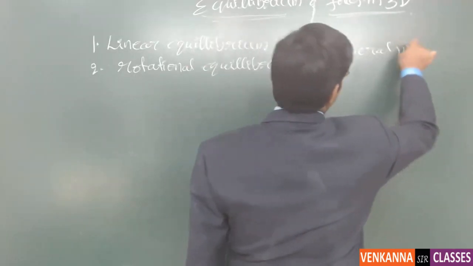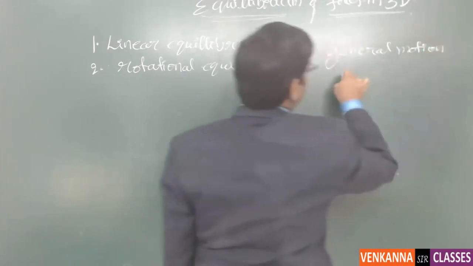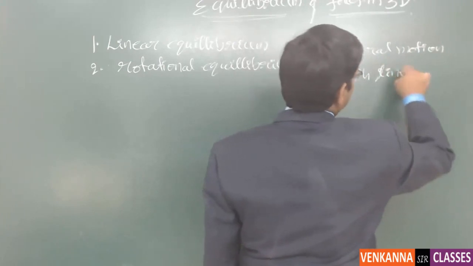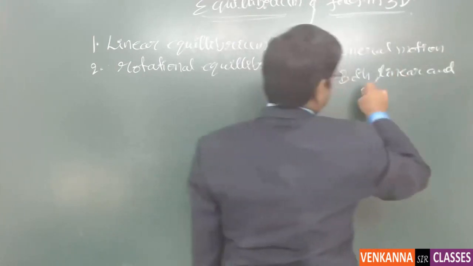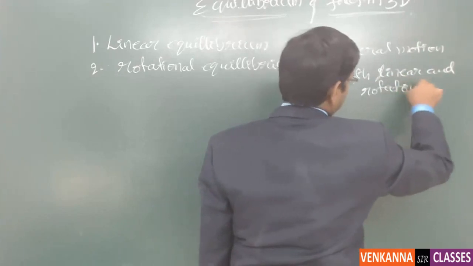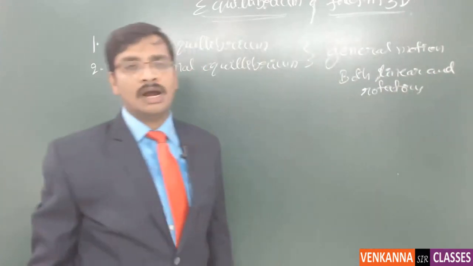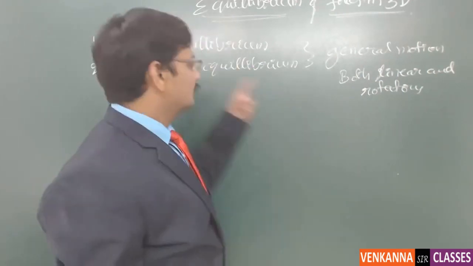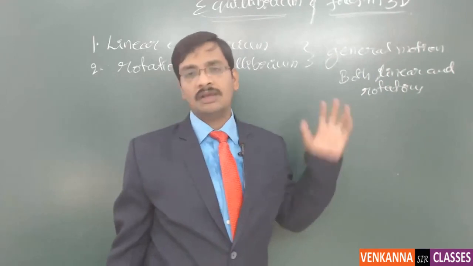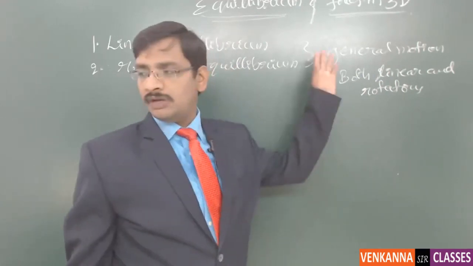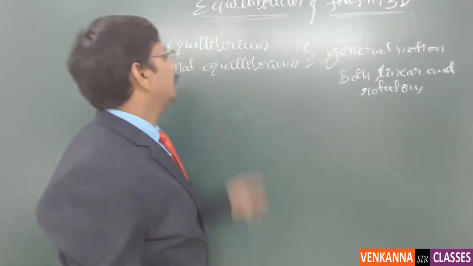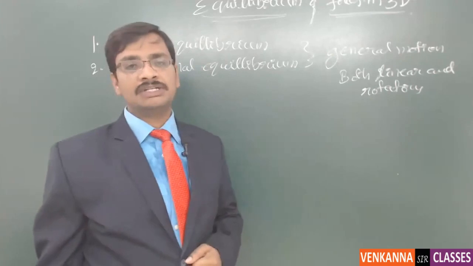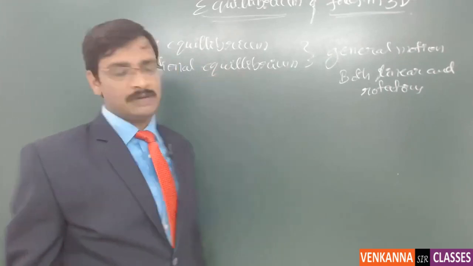General motion means both linear and rotatory. So these are the three different kinds of motion we will be analyzing. These concepts we are going to discuss again in dynamics also, where we are dealing with general motion. So if the body is under equilibrium condition, the necessary and sufficient conditions need to be established based on these two aspects.